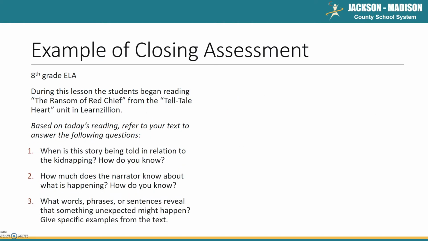Take a look at this 8th grade ELA example from LearnZillion. During this lesson, the students began reading The Ransom of Red Chief from the Telltale Heart unit. Based on today's reading, students are asked to refer to the text to answer the following questions. Take a minute to read the 3 questions.